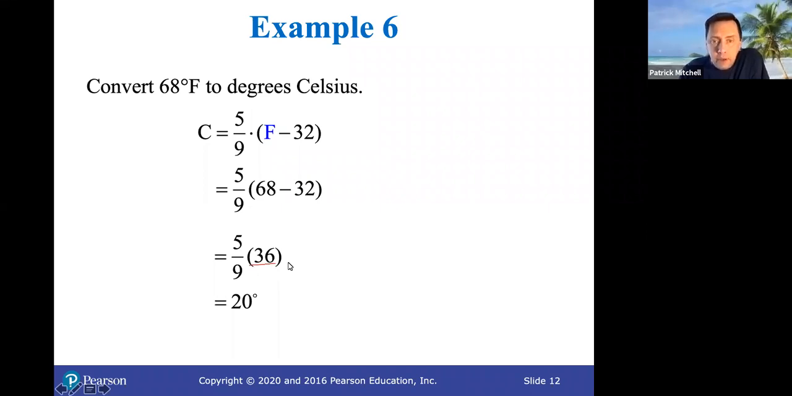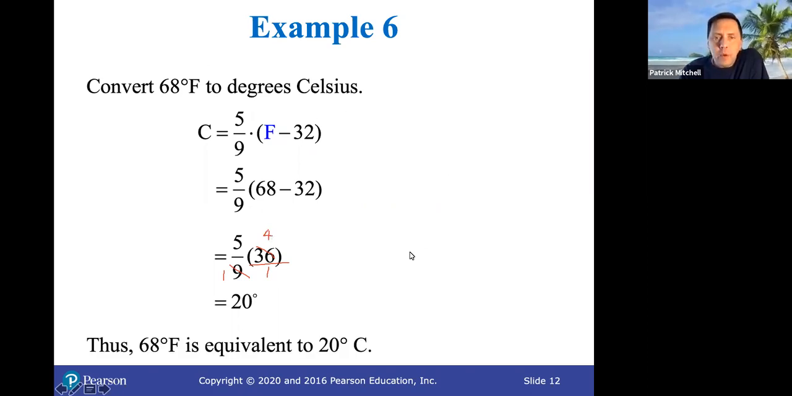If you put a 1 under here, then you have a common factor 9 here and here. 9 divided by 9 is 1. 36 divided by 9 is 4. 5 times 4 is 20. So 68 degrees Fahrenheit is equivalent to 20 degrees Celsius.